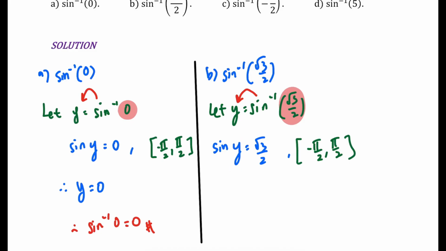So let's find what the value for y is. The sine of that angle will be square root 3 over 2. So we know that sine π/3 will be square root 3 over 2. And π/3 is within quadrant 1 and quadrant 4, so that is your final answer. The answer is π/3.